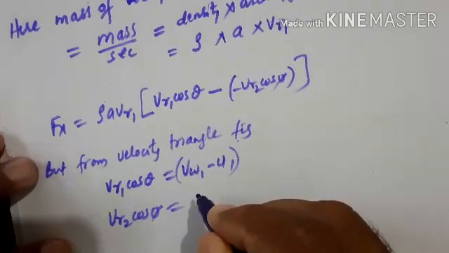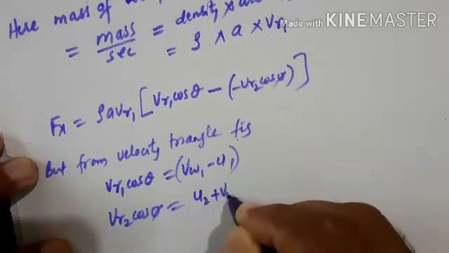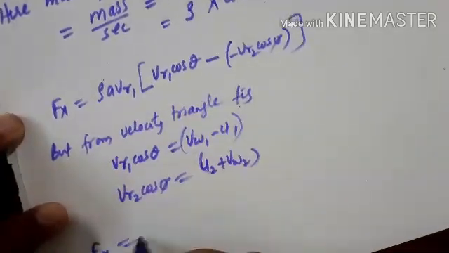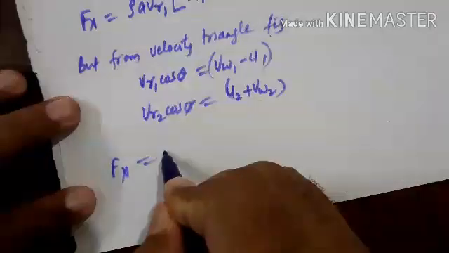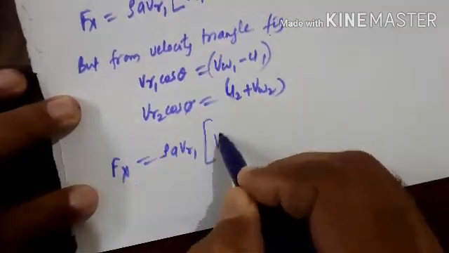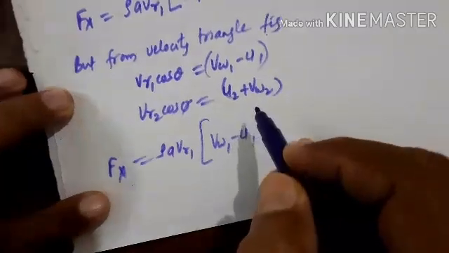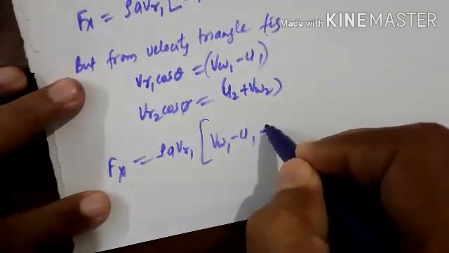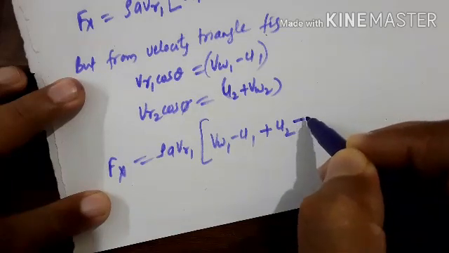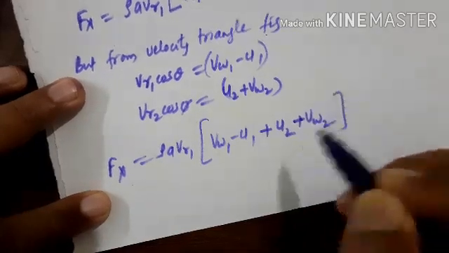U2 plus VW2. Okay, then substitute in the above equation, we get Fx equal to rho a VR1 into bracket VW1 minus U1, then plus U2 plus VW2.